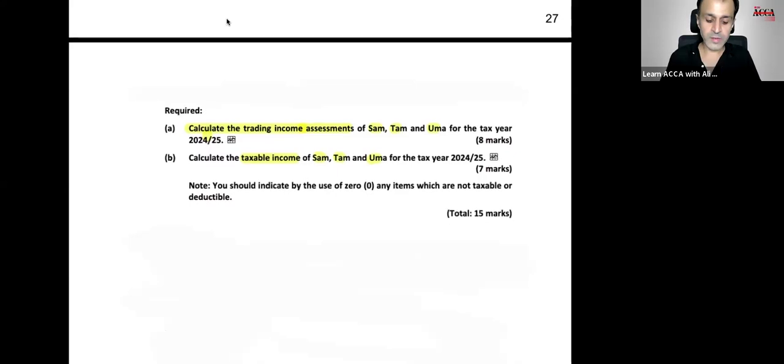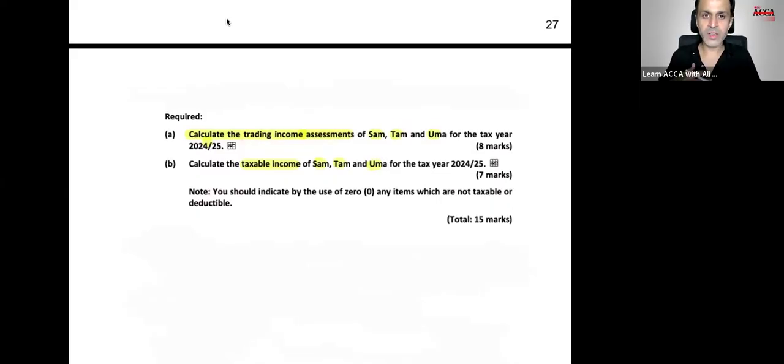So the first concern is to work out the profit of trade and assess it to the tax years 24 and 25, which is the main part that this question requires us to perform.